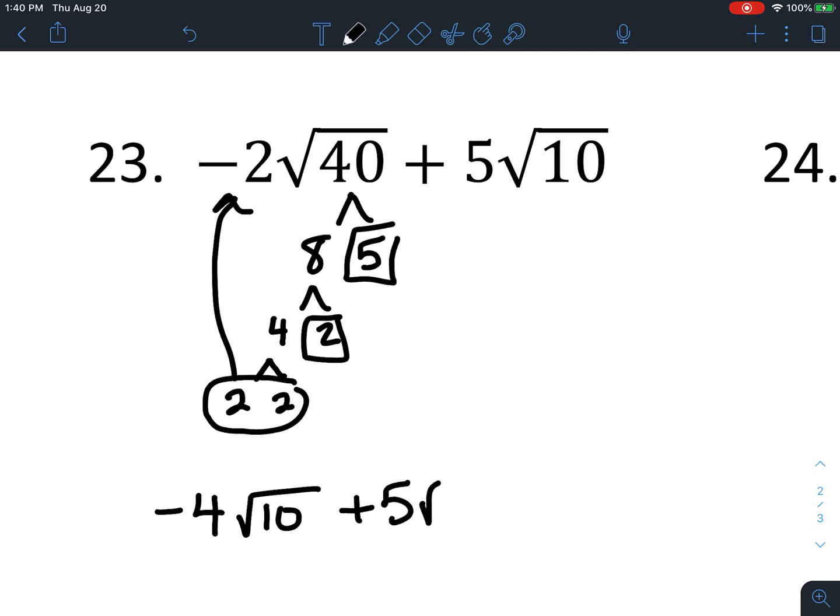Now we're just going to bring down our plus 5 square root 10. Same radical, so now we can perform the operation. Negative 4 plus 5 gives me 1 square root of 10. If you don't want that 1, you can just do the square root of 10.